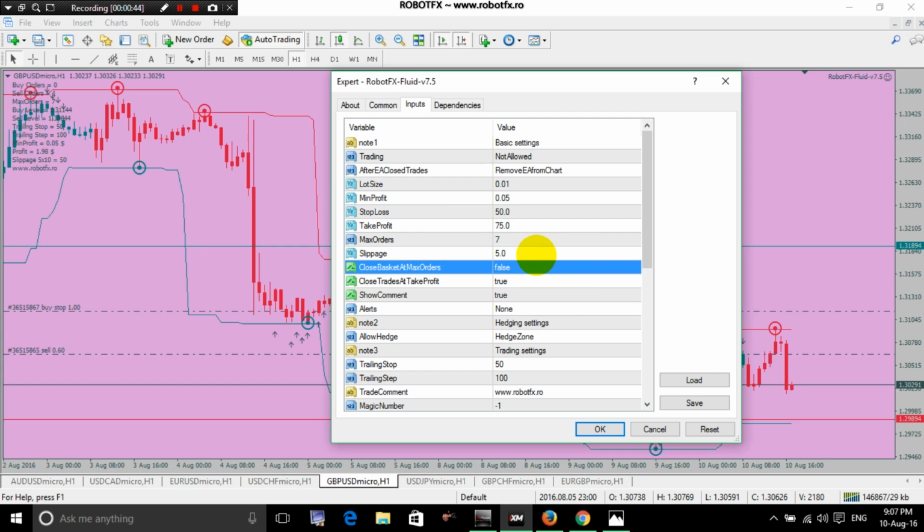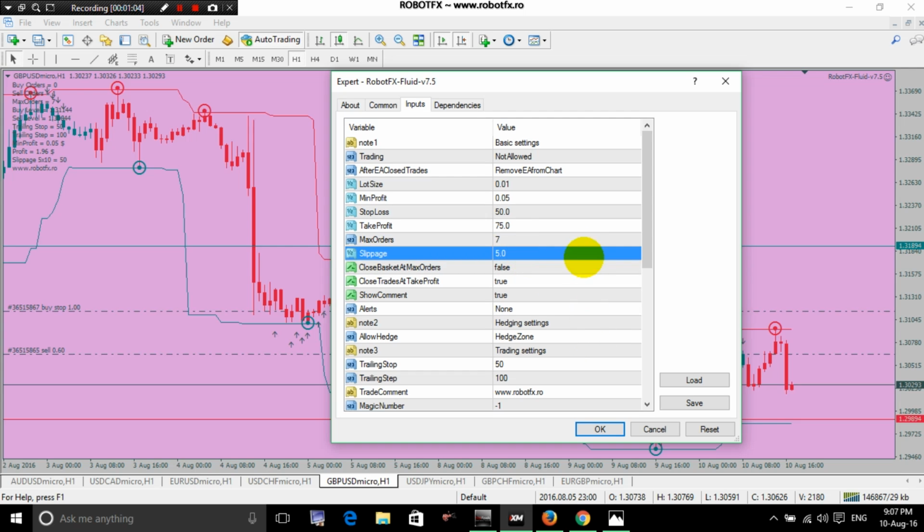So it's the distance you allow the price to move, and within this distance, you allow the expert advisor to execute a buy or a sell command if the price will move, well, less than this distance. If it will move higher, 5 pips plus 6 pips, 7 pips, the expert advisor will ignore the command.